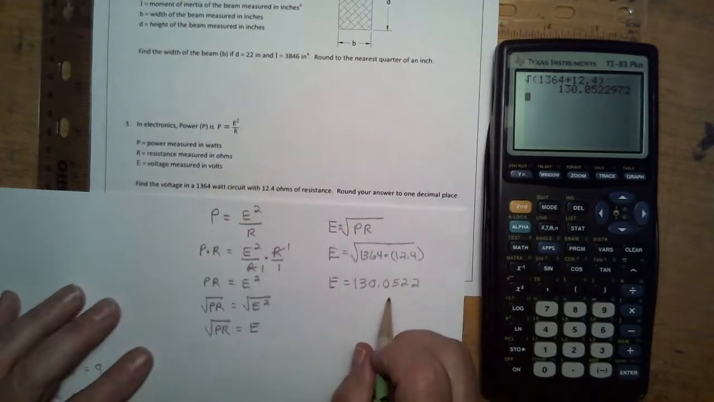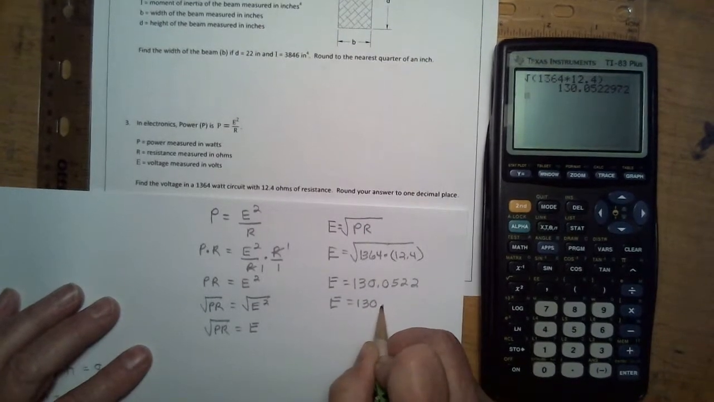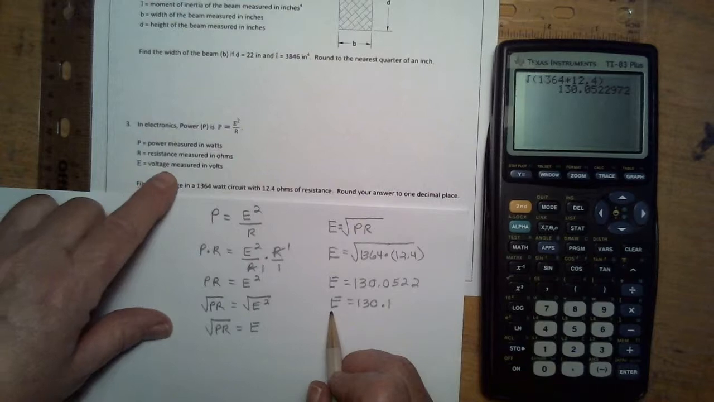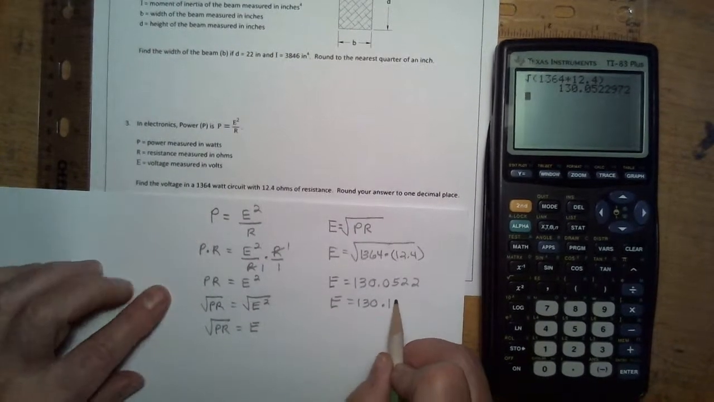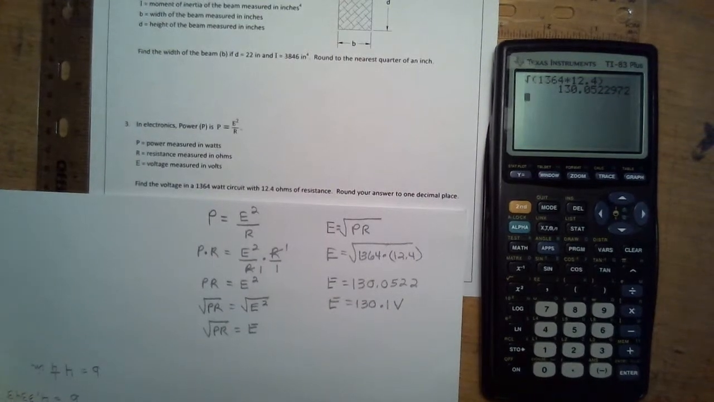Go back into the problem and read the directions. Round your answer to 1 decimal place. E is equal to 130.1. And what are the units? The units for E are voltage measured in volts. And there you have it. And I'll continue on in just a moment.